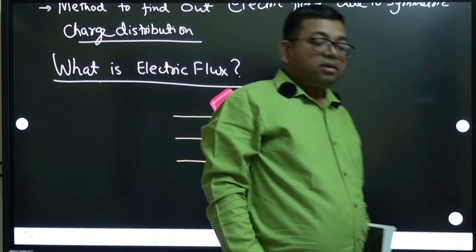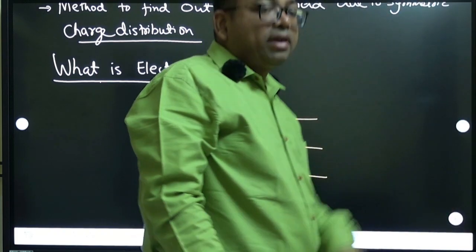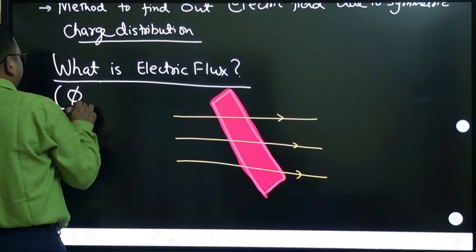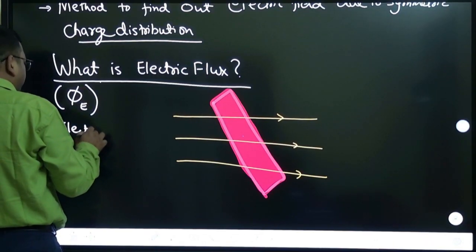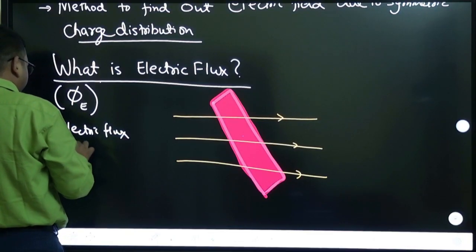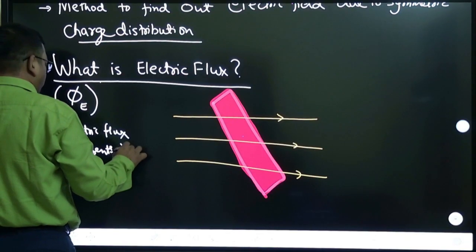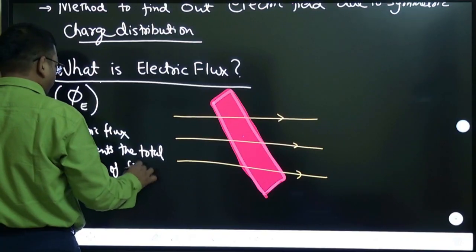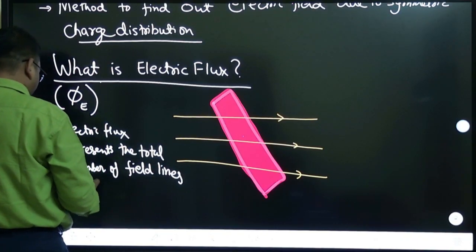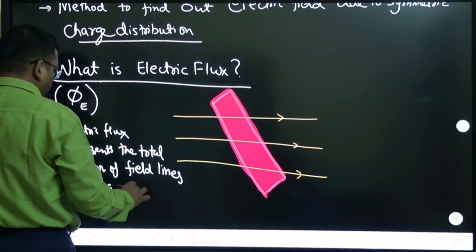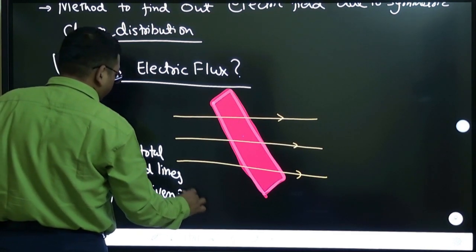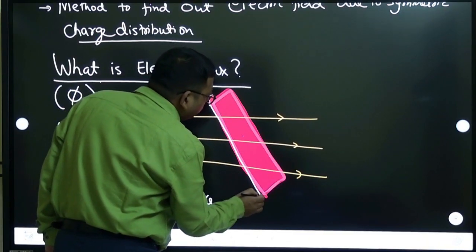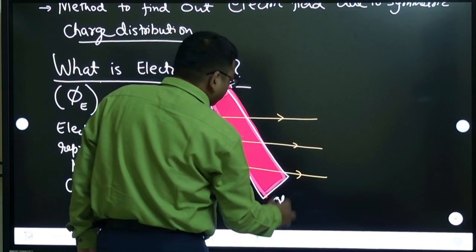So how do we understand electric flux? What is the meaning of electric flux? First understand that electric flux, whose symbol is phi E, represents the total number of field lines crossing a given surface. That surface can be an open surface or a closed surface. Here we are taking the example of an open surface.